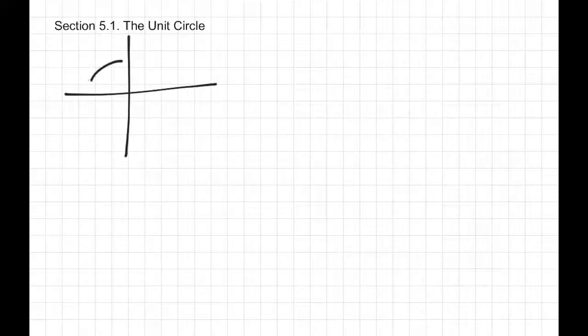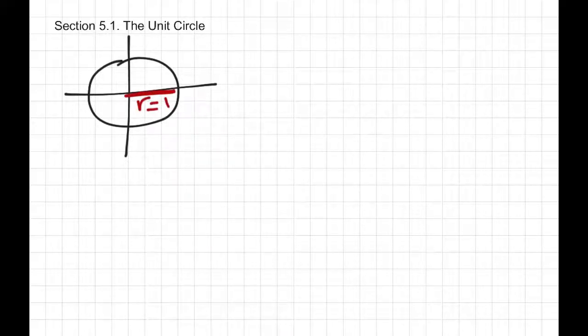We've already talked about the unit circle, so we're going to gloss over some stuff as we talk more in depth about what I need you to be able to do with the unit circle. Remember, the unit circle is the circle whose radius is 1. Since it's a circle that's centered at the origin, and we've already talked about circles, its equation is x squared plus y squared equals 1.